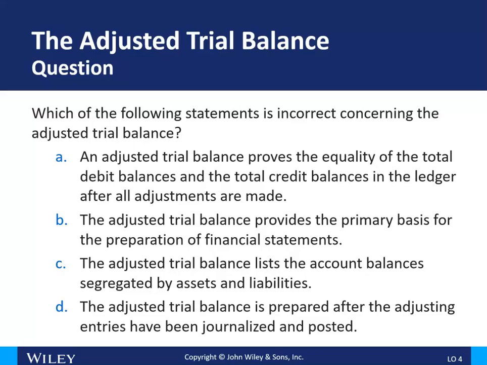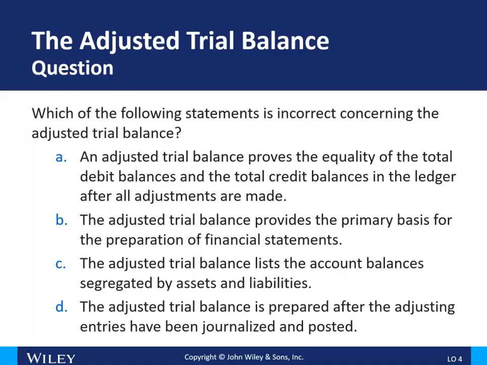The adjusted trial balance. Which of the following statements is incorrect concerning the adjusted trial balance? A, an adjusted trial balance proves the equality of the total debit balances and the total credit balances in the ledger after all adjustments are made. B, the adjusted trial balance provides a primary basis for the preparation of financial statements. C, the adjusted trial balance lists the account balances segregated by assets and liabilities. Or D, the adjusted trial balance is prepared after the adjusting entries have been journalized and posted.